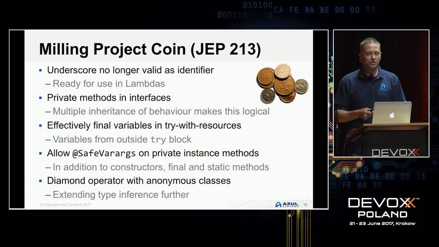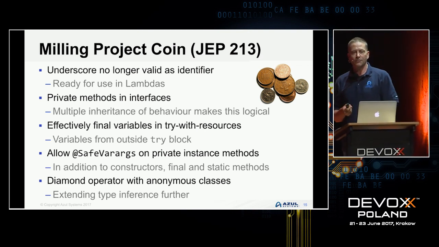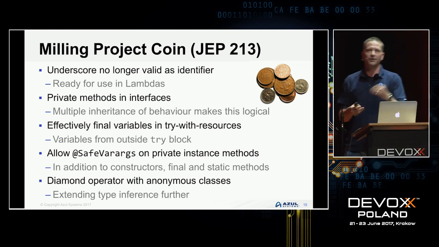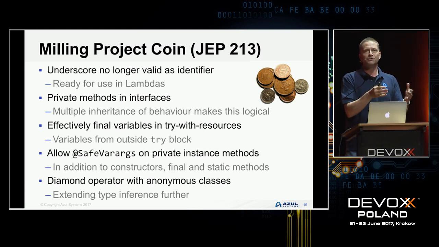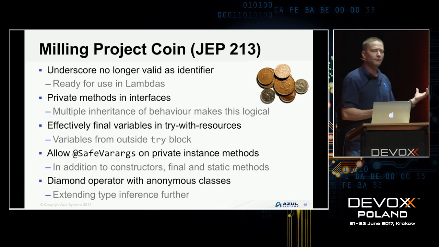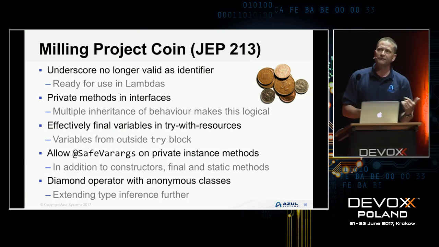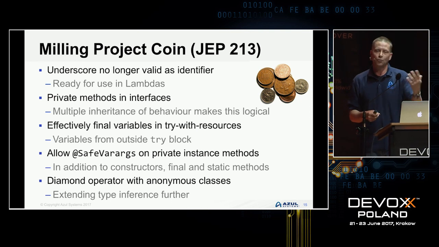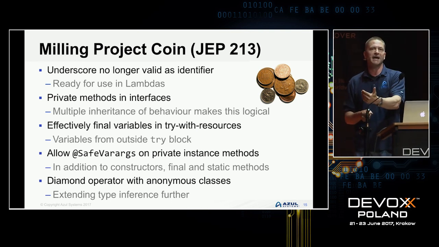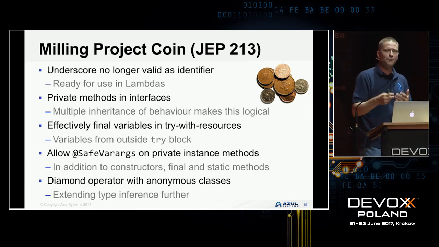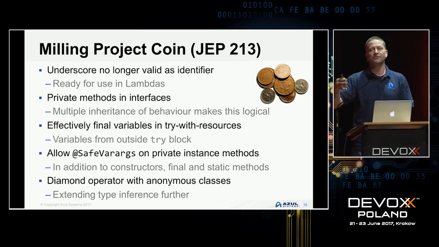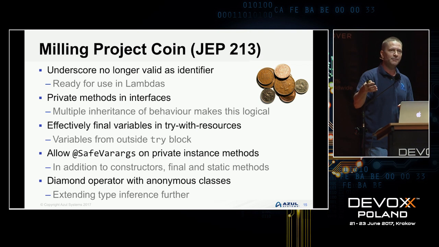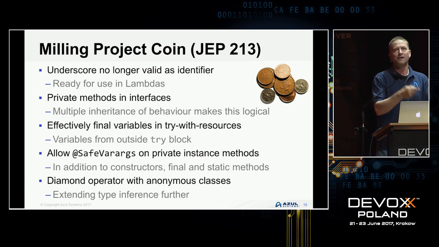And the last thing for Milling Project Coin is now the ability to use the diamond operator with anonymous classes. If you looked at JDK 8 and earlier, you couldn't use the diamond operator with an anonymous class because the compiler could generate a non-denotable type, which the JVM couldn't understand. This is a fairly obscure kind of thing that you might have happen. But now, if you've got a situation where the compiler can generate a denotable type for that anonymous class, then you can use the diamond operator, and the compiler will fill that in for you. Basically, when you use your IDE, it'll tell you whether you can use the diamond operator or not.